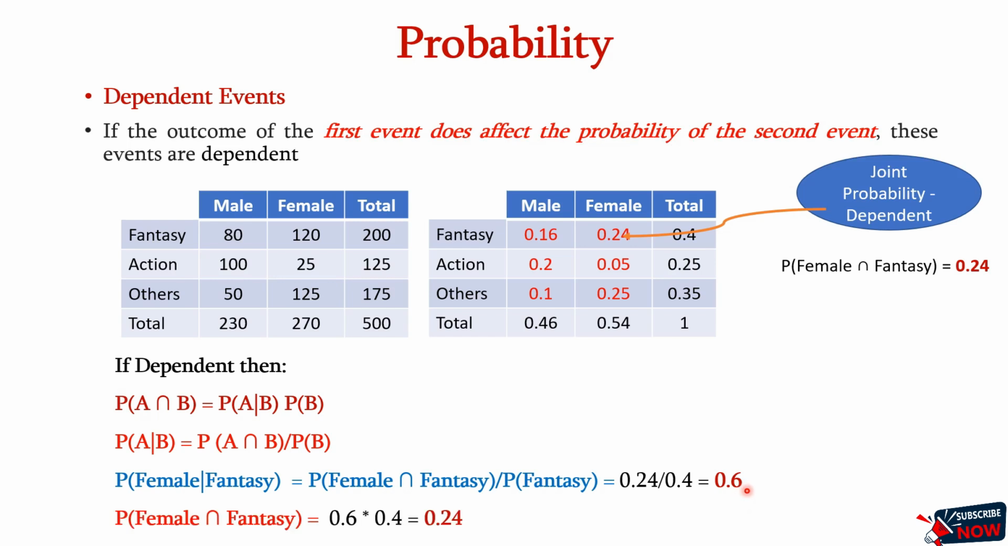So let us substitute this 0.6 into the product rule. P of A intersection B, meaning P of female intersection fantasy, is equal to P of A given B, which is 0.6 here, times P of B, which is P of fantasy, 0.4. If we multiply, we get 0.24. So like this, we can find the joint probability using the product rule also. The answer is similar to what we see in the intersection of this table.